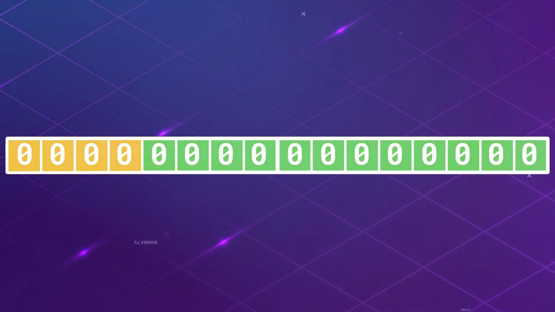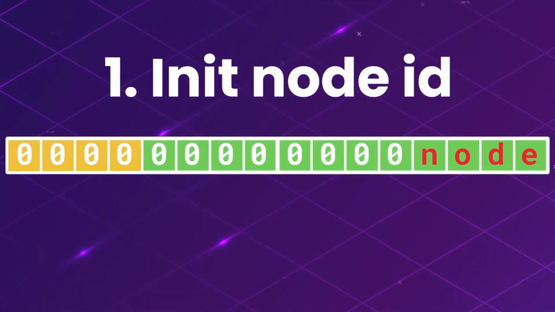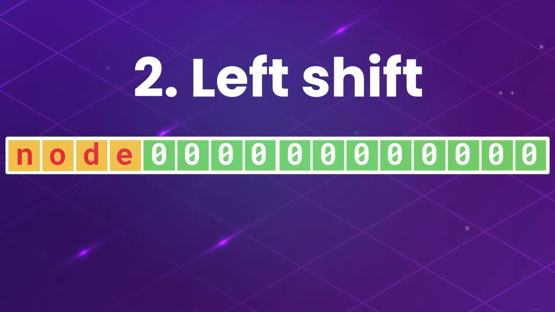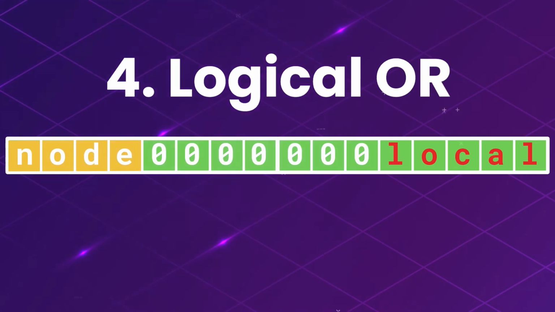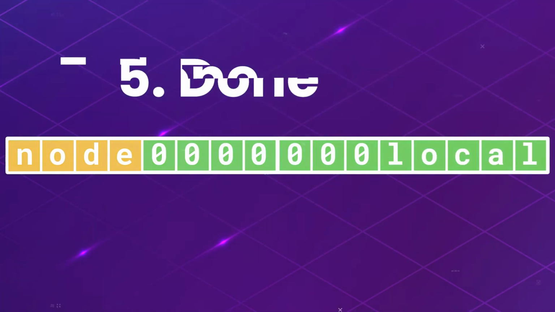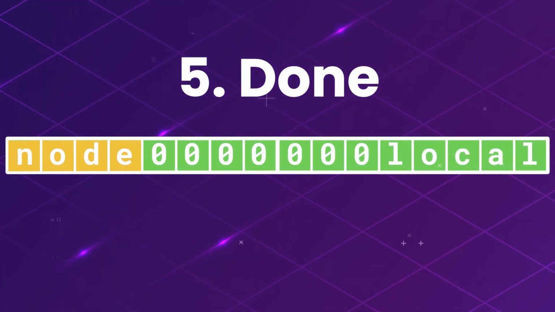First, we have an empty block of memory, a bit set of zeros. We init it with node ID, shift it to the left, init a second bit set with local ID, perform the logical OR operation, and we are done. Now we have a globally unique ID.